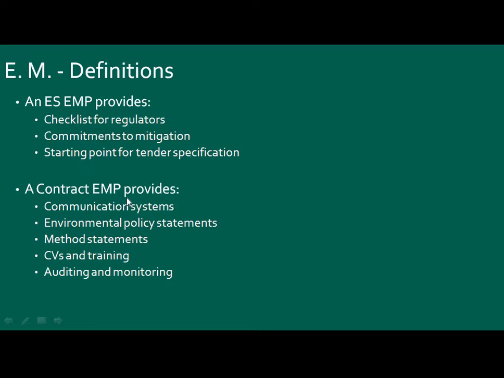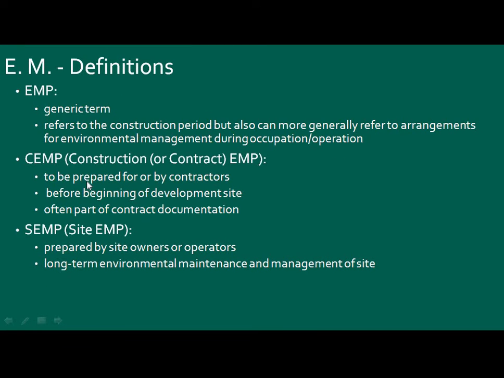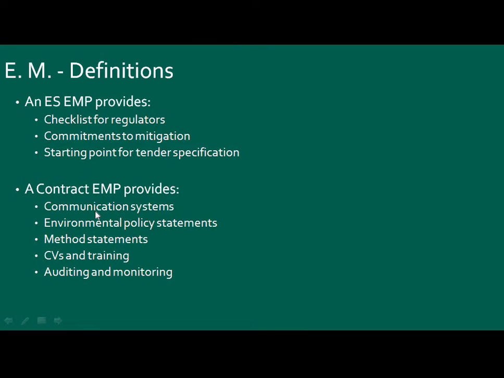A contract EMP provides CMP. So that's CMP, contract EMP. CMP provides communication systems, environmental policy statements, method statements, CVs, and training, auditing and monitoring. So you have personnel recruitment, training, auditing and monitoring, checking of method statements, what the procedures are, and all policy documents, what the policies to be followed are, and the communication system. Everything is part of the contract.